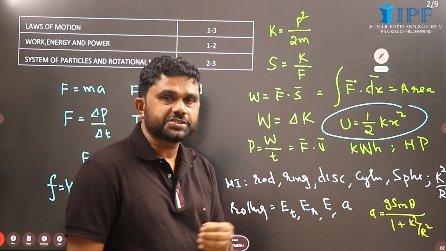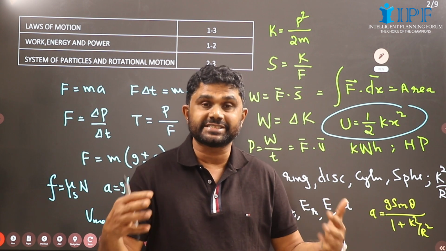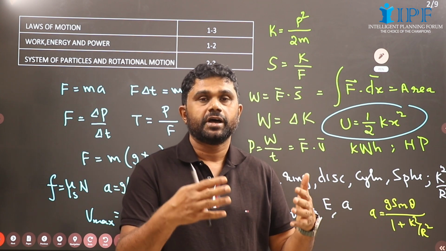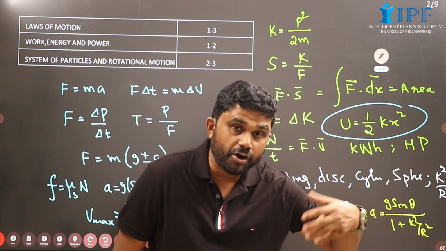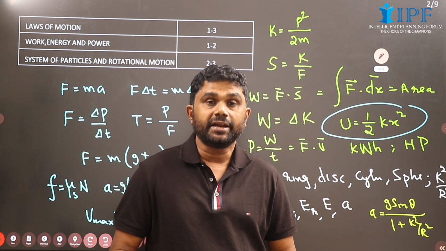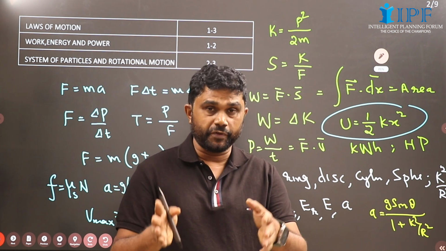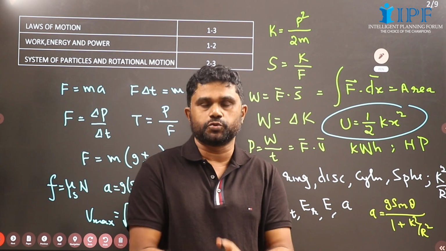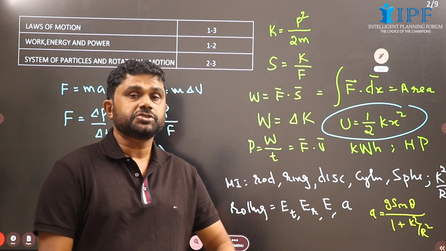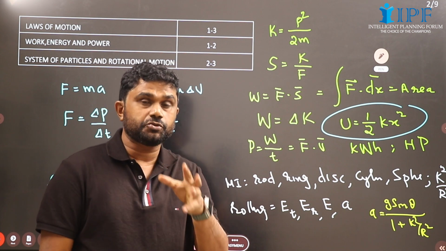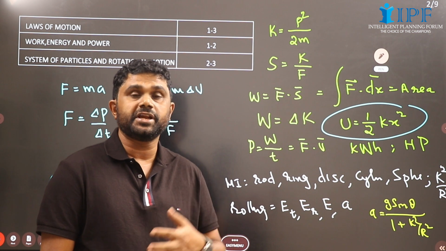Suppose a body is moving along the x-axis under the action of a force, say F equal to 2x square plus 5x plus 3. As it moves along the x-axis, its x coordinate will be varying and the force will vary accordingly. So it is moving under the effect of a variable force and you can find the work done as the integral of F dot dx.